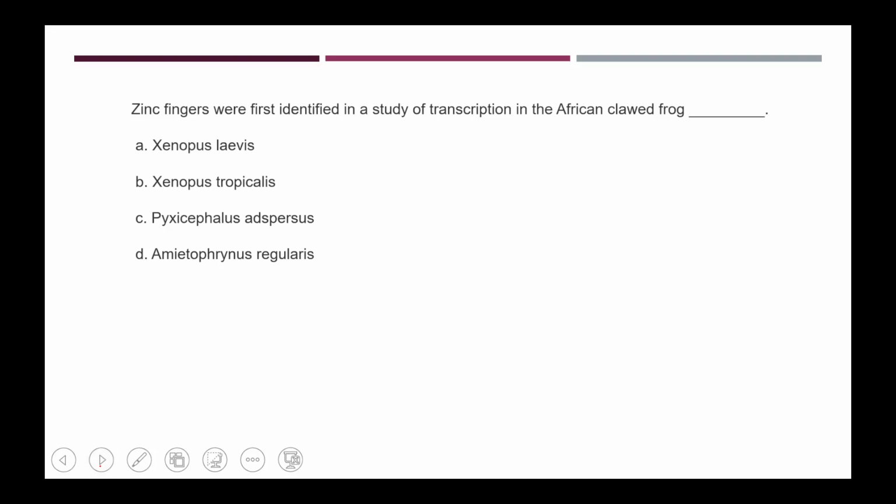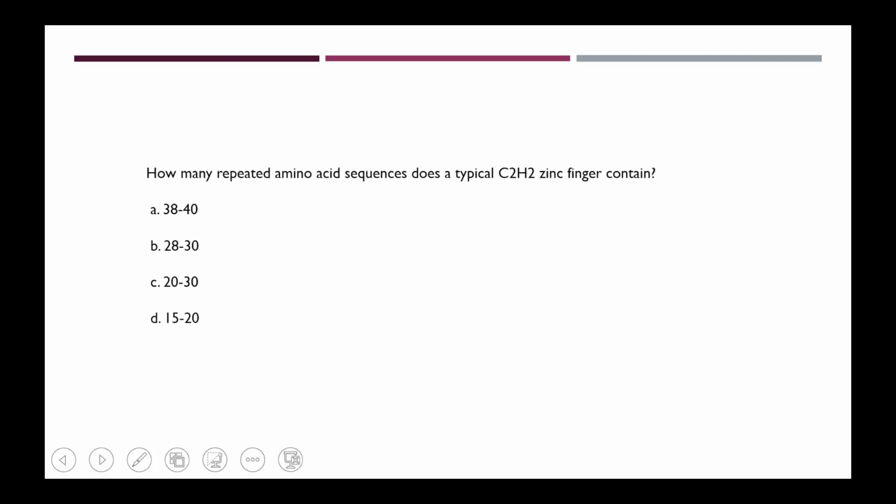Okay, so the zinc fingers were first identified in a study of transcription in the African clawed frog. What was the name of the frog? Yes, Xenopus laevis. How many repeated amino acid sequences does a typical C2H2 zinc finger motif contain? As I already mentioned, it is 28 to 30. Generally 30. In this particular one, 28 to 30.